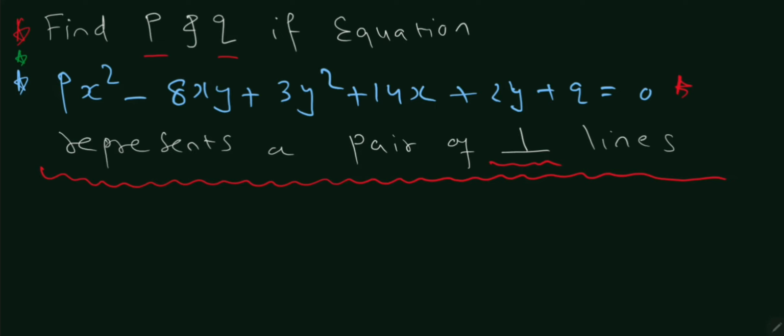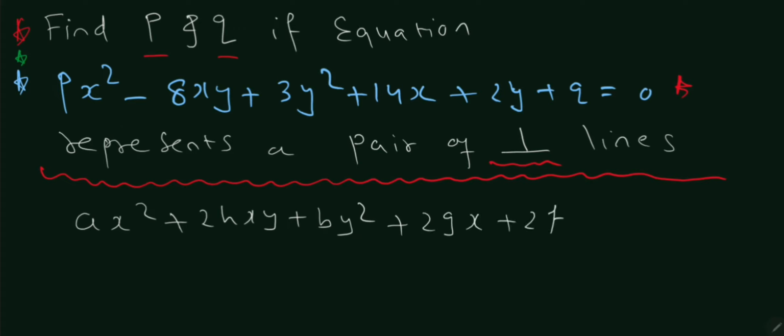Now the first thing is you should make sure that you compare the given equation with the equation ax square plus 2hxy plus by square plus 2gx plus 2fy plus c equal to 0. Now comparing the equation star and equation double star, we just get some of the values.